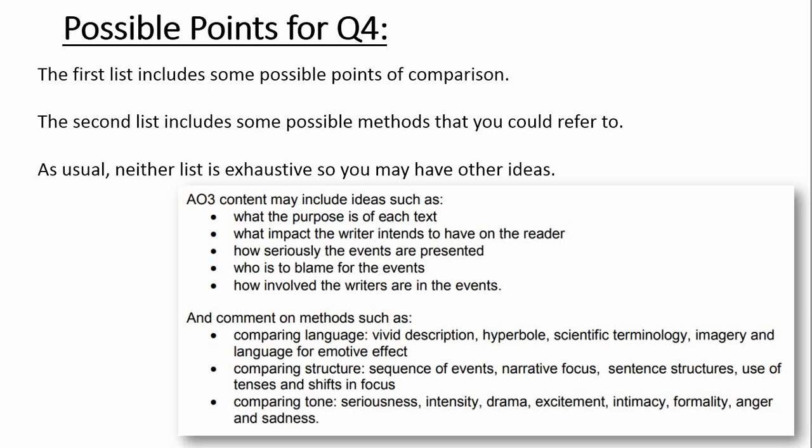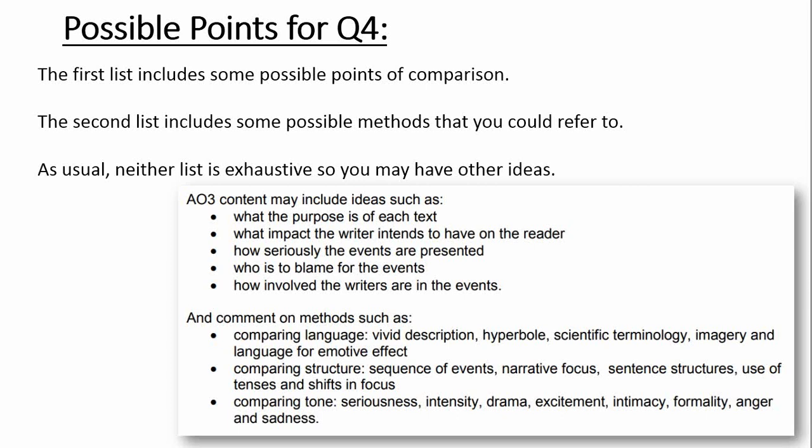When it mentions what the purpose is of each text, we've talked about that: the writer's different intentions, what impact the writer intends to have on the reader. The fact that it may have no impact on you is irrelevant. You have to think about what a writer might have been trying to achieve.